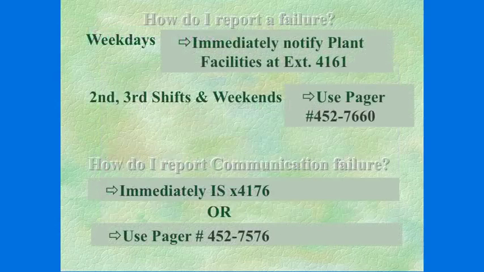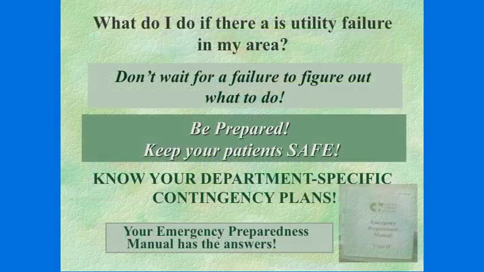How do you report a failure? You're going to notify plant facilities. This is the way in which you do it. If you have a communication failure, you're going to notify information systems. What do you do if there's a utility failure in your area? You need to have this in mind ahead of time, not wait for the failure, but know ahead of time what do I do in the event something goes down? And there are department-specific contingency plans located in your emergency preparedness manual that you'll find in your areas, okay?